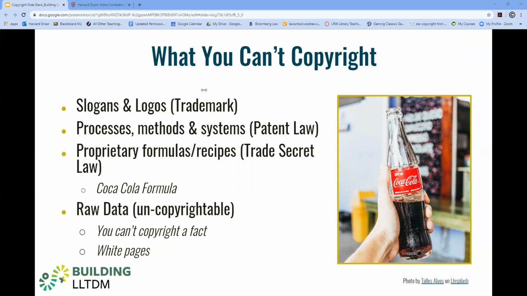And then, of course, there's raw data. As we know, you can't copyright a fact from our White Pages telephone book case. Applying that holding here, raw data then, viewed as a set of facts, is uncopyrightable.